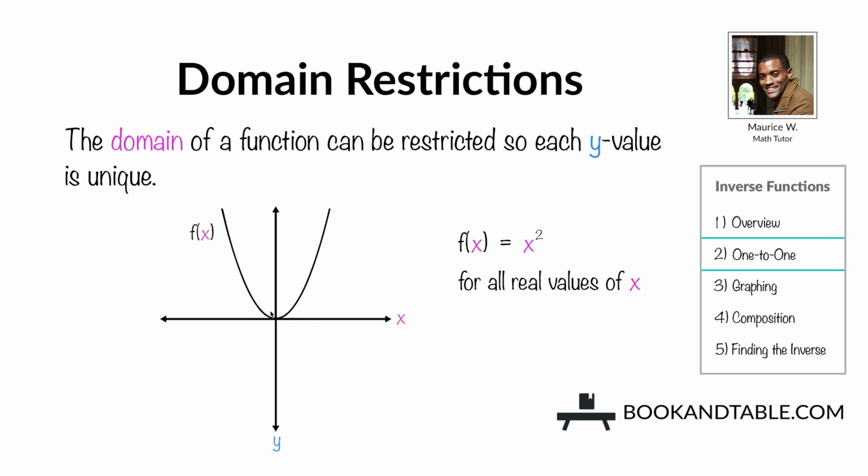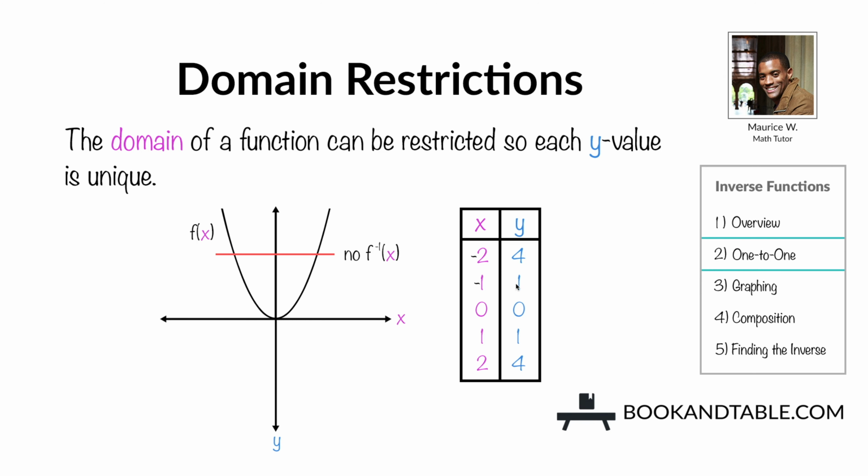exist. So f of x here is equal to x squared for all real values of x. So the domain is not restricted. So this function does not have an inverse function since it fails the horizontal line test. But what would happen if we cut the parabola in half here and got rid of one of these halves? It would no longer fail this horizontal line test.